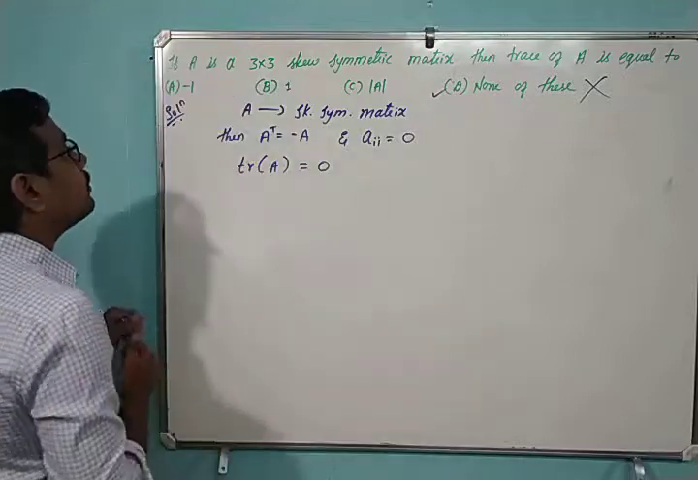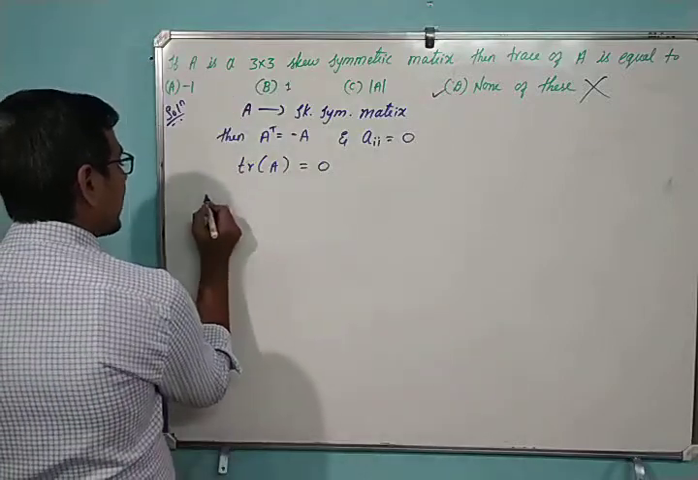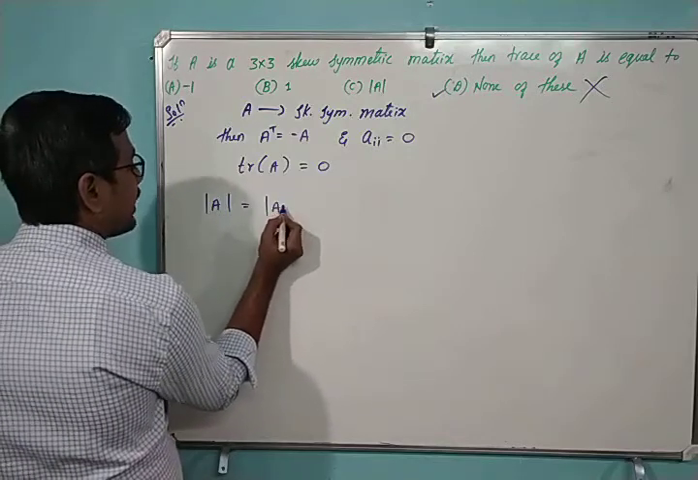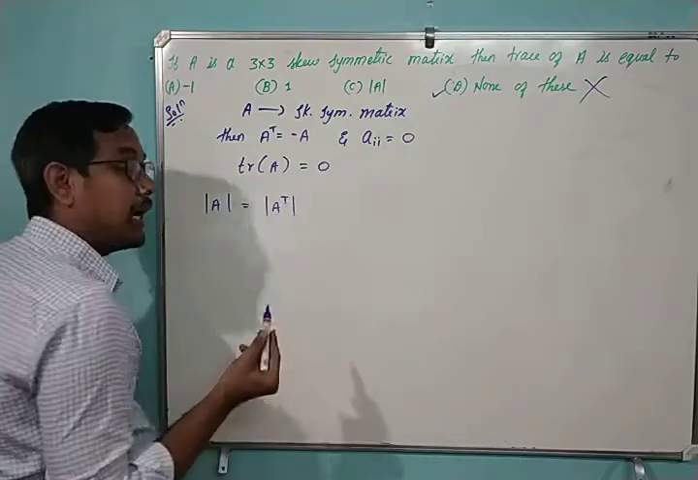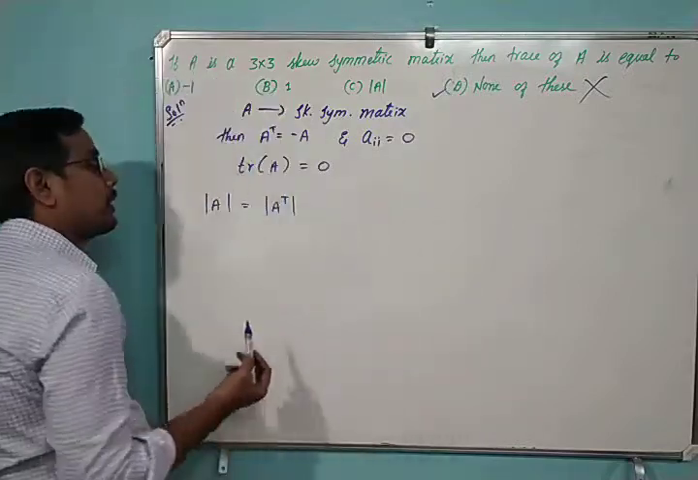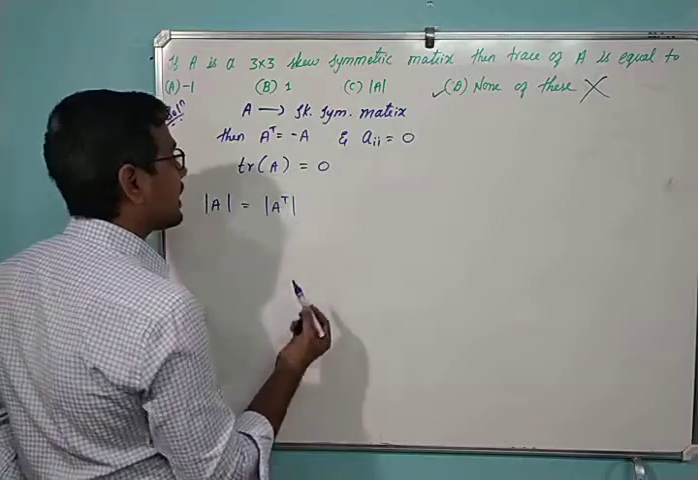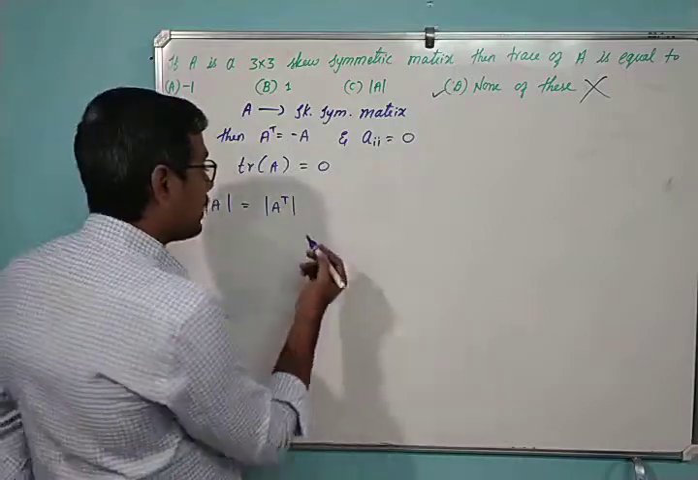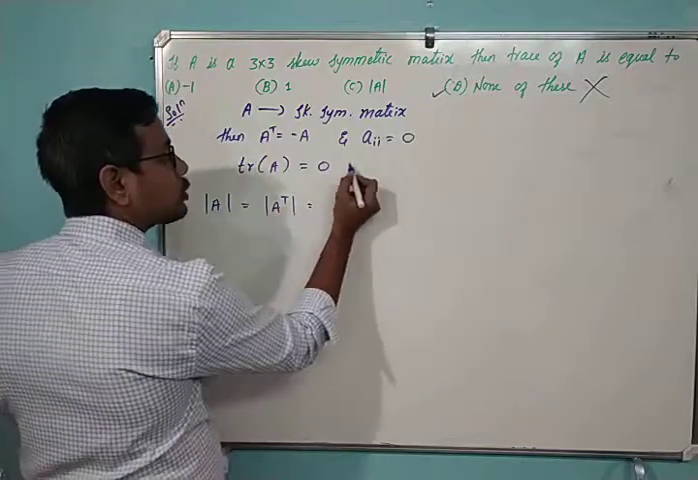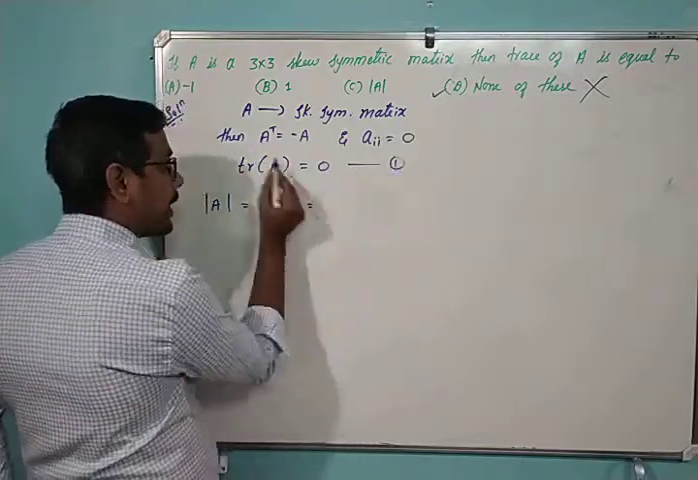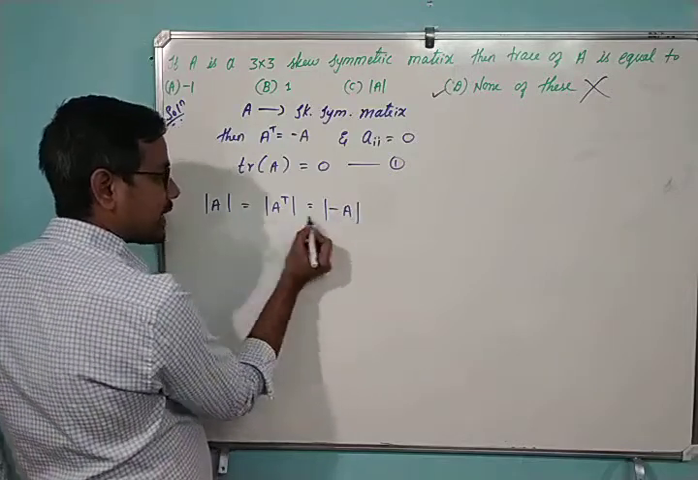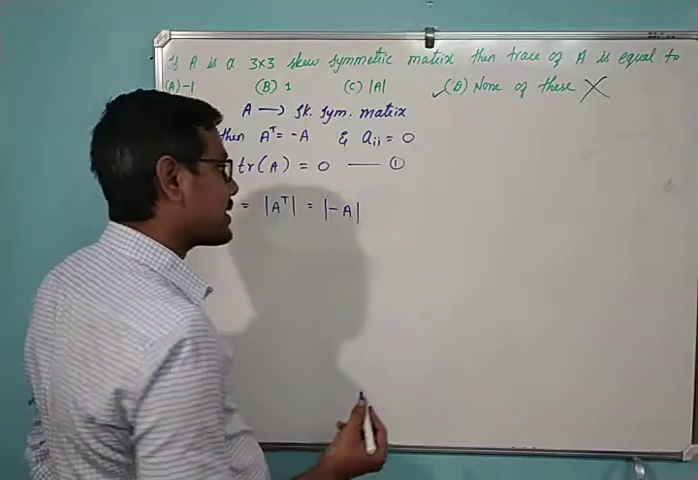Okay? So now I can also write determinant of A is equal to determinant of A transpose. Why? Because A is a skew symmetric matrix. Now, what is A transpose? Minus A. So you consider this as equation 1. Now A transpose is minus A, so instead of A transpose, I am going to write minus A.